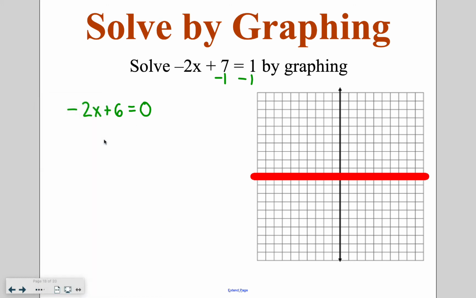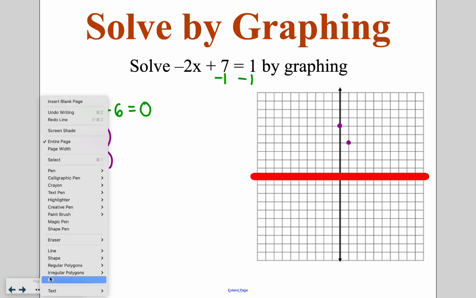Then we're going to need some points to graph this other side of the equation. I always like to use the two simplest points. So I'm going to plug in 0 first. So I've got negative 2 times 0, which is 0, plus 6, gives me 6. So I've got a point at (0, 6). That's my first point of the graph. And then I'm going to plug in 1. So I've got negative 2 times 1, which is negative 2, plus 6, which is 4. So my second point is over 1, up 4.